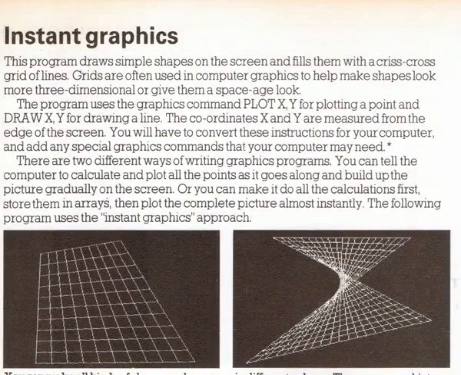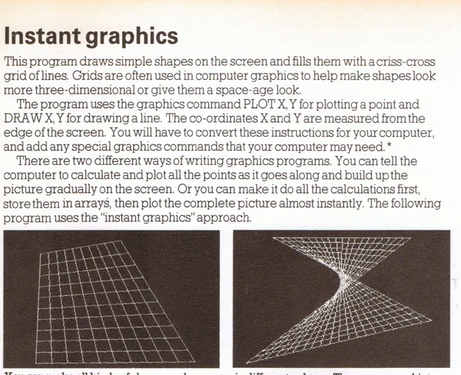Instant graphics. This program draws simple shapes on the screen and fills them with a crisscross grid of lines. Grids are often used in computer graphics to help shapes look more three-dimensional or give them a solid edge. The program uses the graphics command PLOT x,y for plotting a point and DRAW x,y for drawing a line. The coordinates x and y are measured from the edge of the screen. You will have to convert these instructions for your computer.